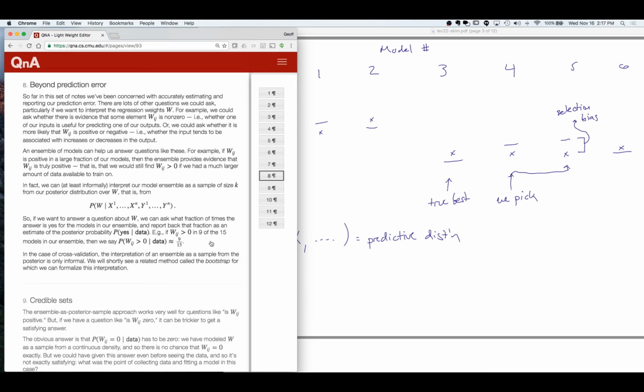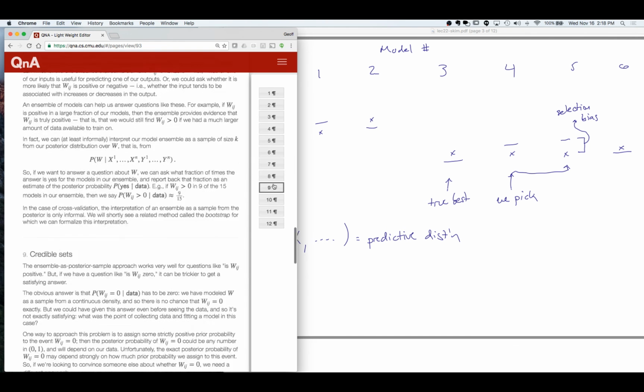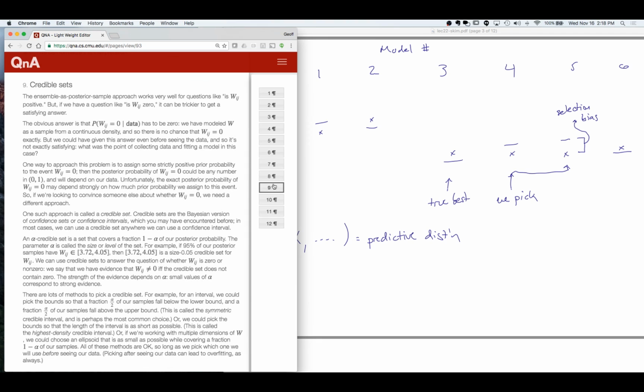Now, for the case of cross-validation, people do this, but it's only sort of informal and heuristic. We're actually going to see a little bit later an example of a method called the bootstrap, where there's a little bit more of a theory to justify making this interpretation. But before we go there, I want to talk more about the sorts of questions we can answer using a model ensemble.